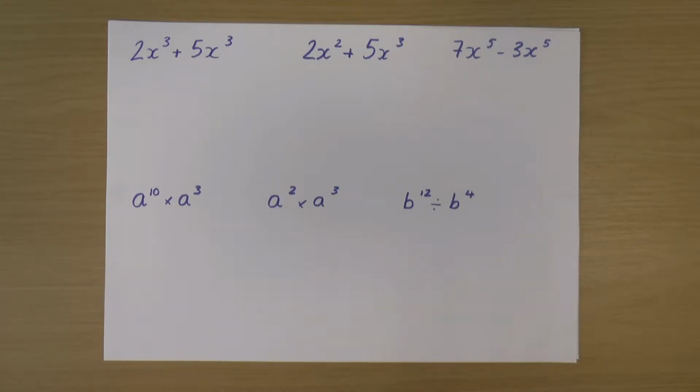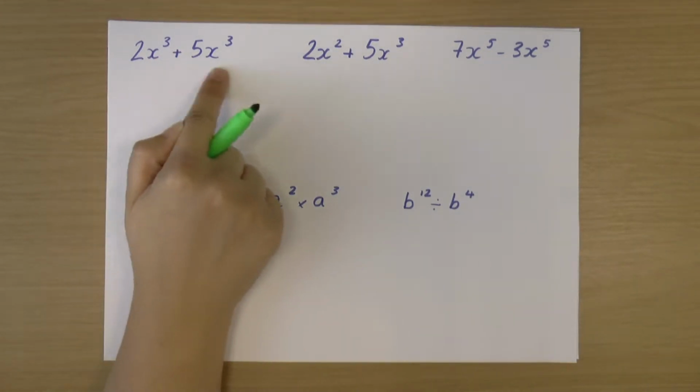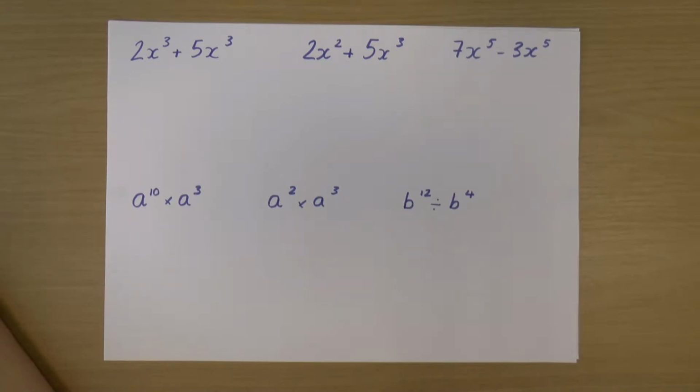So let's have a look at these questions here. We've got 6 questions and I'm going to go through them one by one. So let's start with this first one. This is asking us to add 2x cubed plus 5x cubed. So it's asking us to add those together.